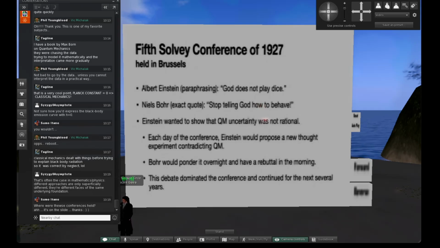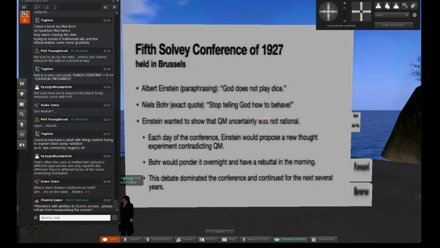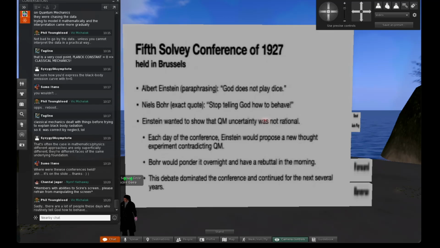So Einstein wanted to show that quantum mechanics uncertainty was not rational. Each day of the conference, he would propose a new thought experiment that would contradict quantum mechanics. And Niels Bohr would consider it overnight and come back the next morning with a rebuttal. It was said that each afternoon he would be wandering around muttering, Einstein, Einstein, because he felt so badly under attack by all of these thought experiments. Anyway, that debate between Einstein and Bohr dominated the conference, and it continued for years afterwards.